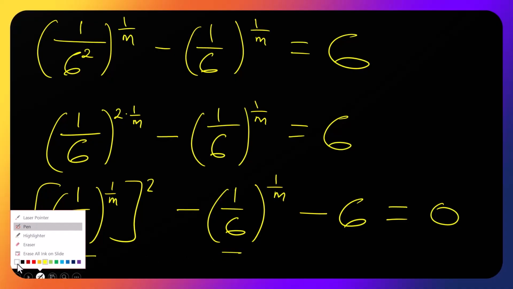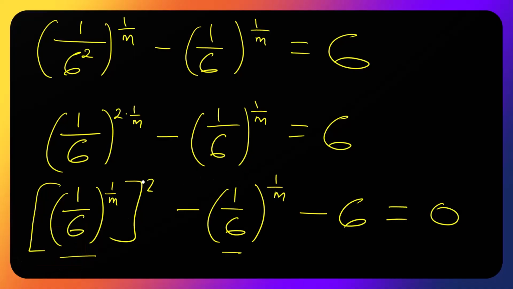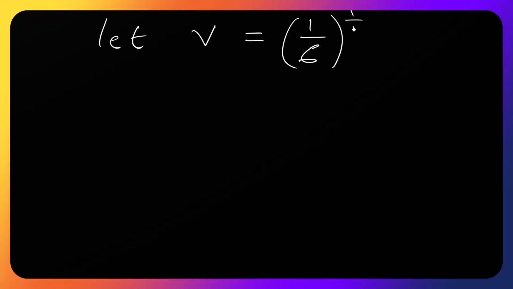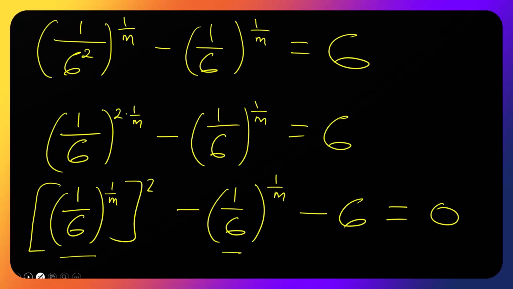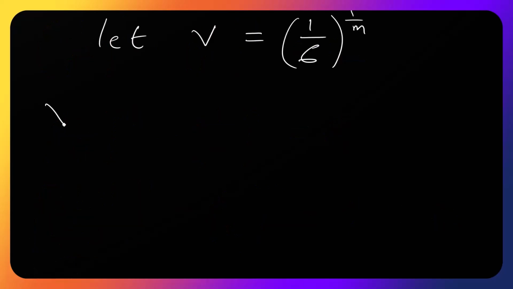So what we are going to do here is to let a variable be that. Let v be that, 6 raised to 1 on m. So where I see 6 raised to 1 on m, I'll put v there. So we have v squared minus v minus 6 equals 0.